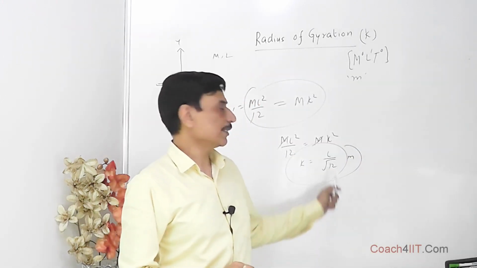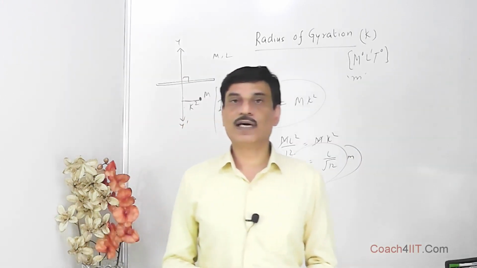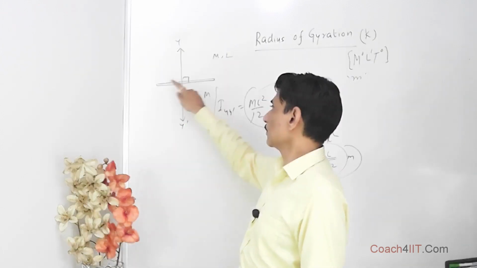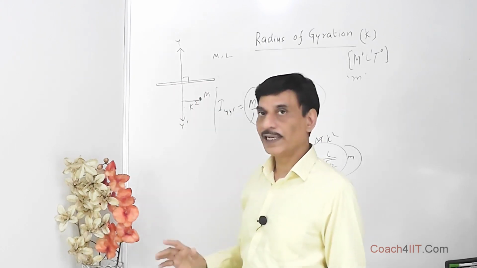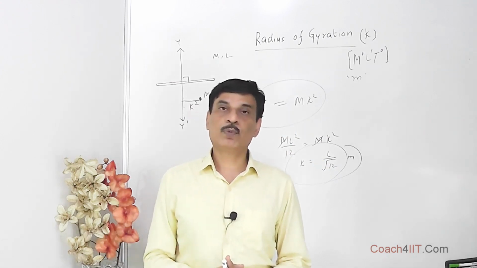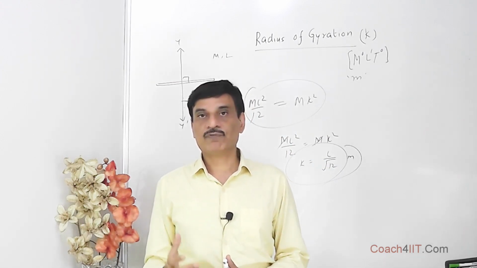So when we say k is equal to L by root 12, this is the radius of gyration for a rod of mass m, length L, uniformly distributed mass, about an axis passing through its center of mass and perpendicular to its length. Similarly, we can find the radius of gyration for other bodies.